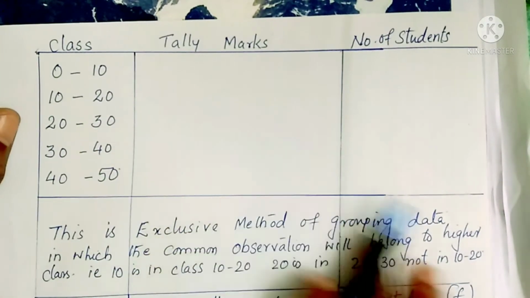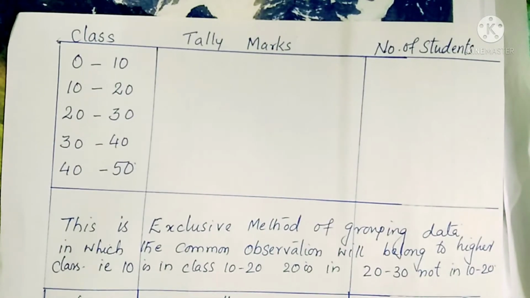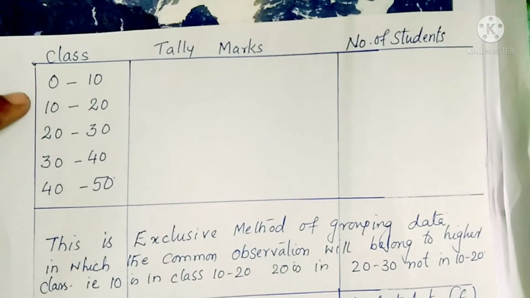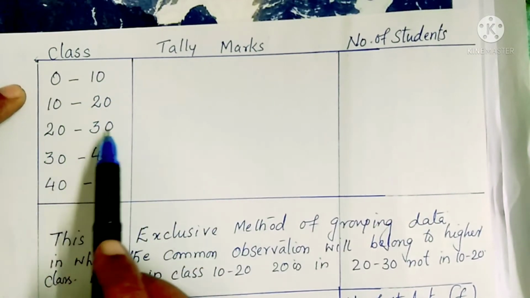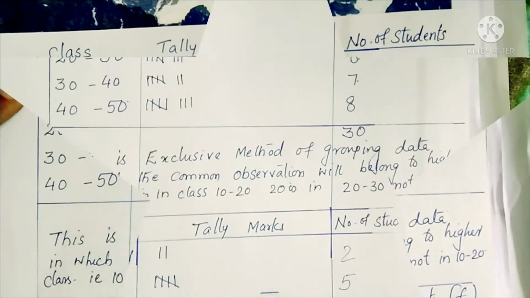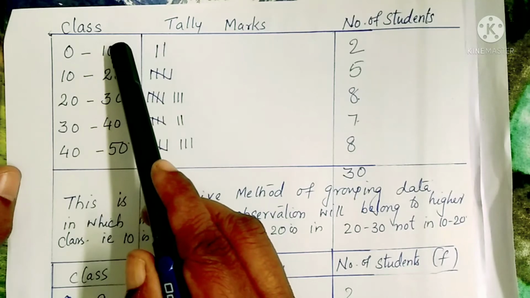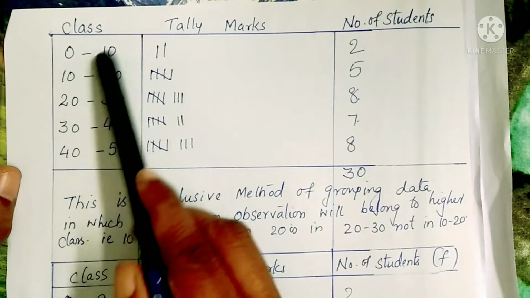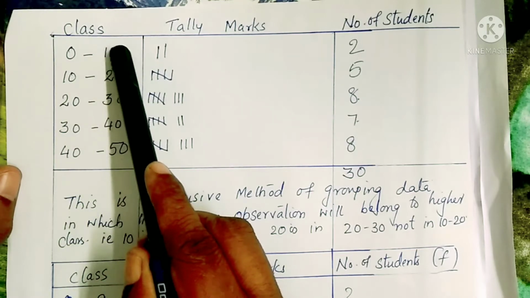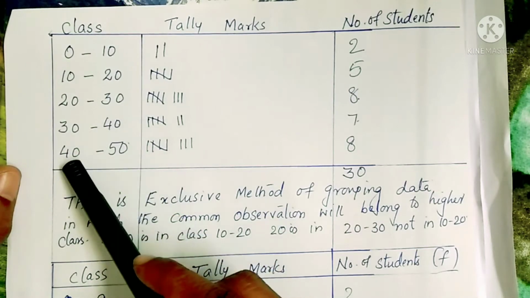Now here are the groups. Groups can be made according to your wish. So here I have taken a group of 10 marks difference. That is, the class width is 10: 0 to 10, 10 to 20, 20 to 30, 30 to 40, 40 to 50. Now when you observe carefully, you will come to know that the upper limit of one group is the lower limit of the next. That is, this number is common in both groups. Here 20 is common in these two, 30 is common in these two, 40 is common in these two.